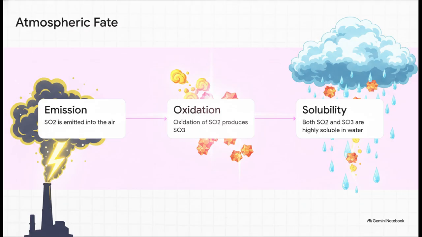Both sulfur dioxide and sulfur trioxide are highly, highly soluble in water. This solubility is the defining characteristic that dictates their eventual fate. When these gases encounter water vapor floating in the atmosphere, they readily dissolve and fundamentally change the chemical makeup of the moisture in the air.